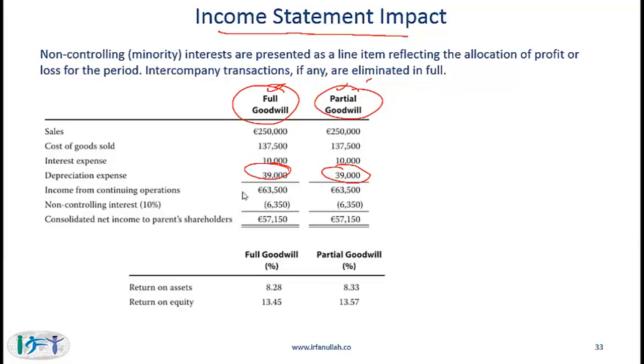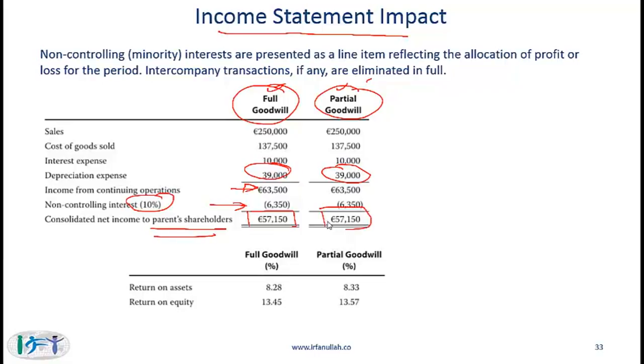This number, income from continuing operations, represents the total income of the consolidated entity. This also includes the income which belongs to the minority shareholders. If that is a 10% stake, which is consistent with the example we were just discussing, then 10% of the income needs to be subtracted to figure out the income which is available to the parent's shareholders. So the calculation is fairly straightforward.